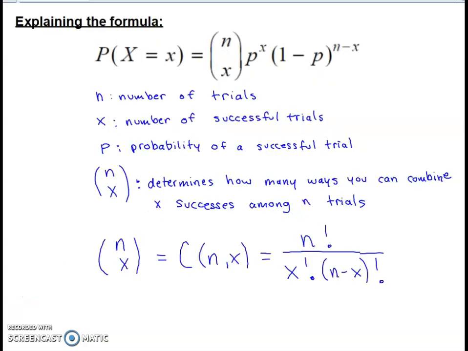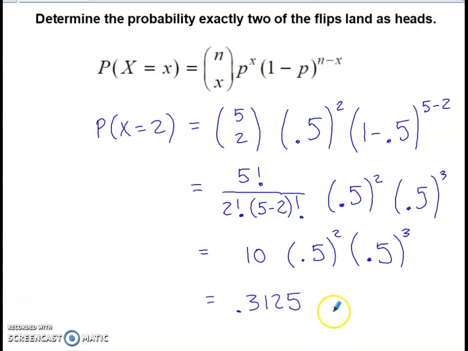The whole purpose of the combination calculation, I should say, is to allow us to figure out how many ways we can have 2 of our 5 flips end up as successes, 10 in our case, and what I'm multiplying the 10 by is the probability of 2 successes and 3 failures. And in this case, that ends up being the same answer that we got from the table.